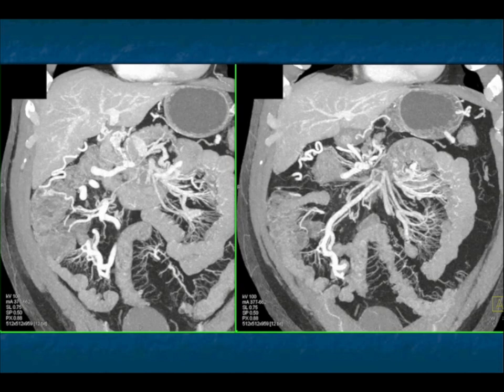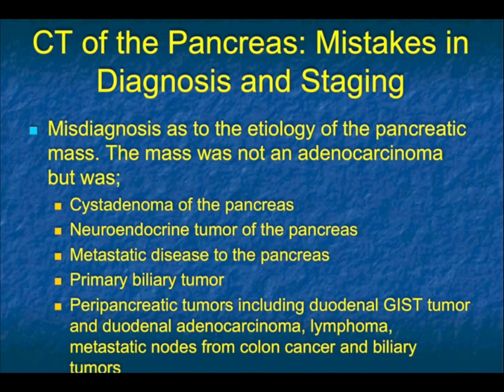And here you can see some of the vessel involvement on the MIP imaging. I've shown you a number of MIP images. I really like MIP imaging in pancreatic cancer. It shows vessel narrowing, it shows vessel occlusion, and shows collaterals very well. Now, in terms of staging pancreas, there's a number of misdiagnoses that can also be made.